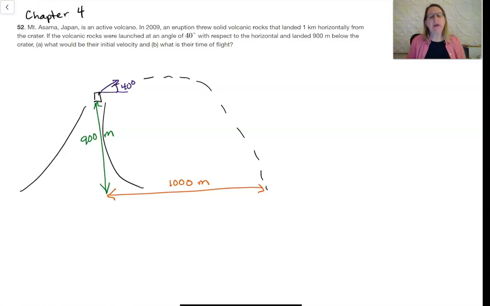And so the next thing I want to do is say, what is it that we're trying to find? And set up a coordinate system. So we want to find their initial velocity and time of flight. All right, so we have some distances, we have an angle, but we don't have initial velocity. But we already know, if we're neglecting air resistance, that our acceleration in the y direction is given by minus g, and our acceleration in the x direction is 0.